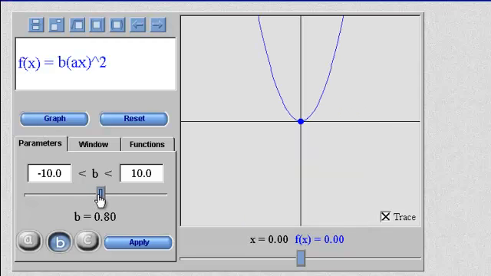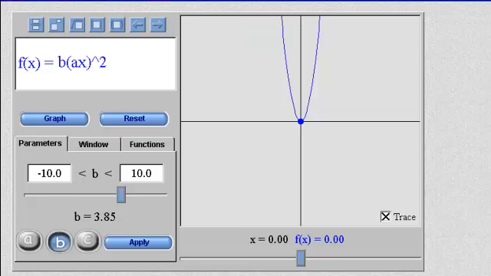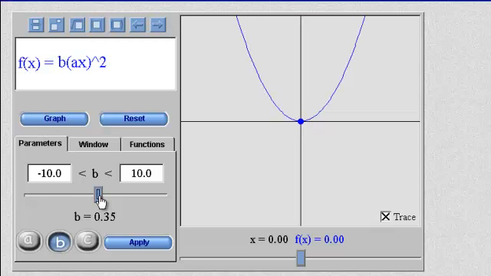As B increases, I get what's called a vertical stretch. As B decreases and becomes less than 1, I get what's called a vertical shrink. So he's on the outside, I get a vertical stretch and shrink on the outside. Also, he's on the outside, and when he's negative, he reflects across the x-axis. So let me set B back on 1.